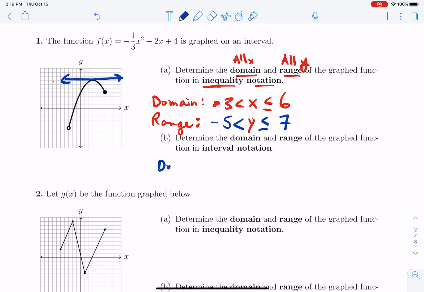So in interval notation then, our domain does not include negative 3, but includes 6, so I draw a parenthesis and then a bracket. My range here does not include negative 5, but it does include 7.